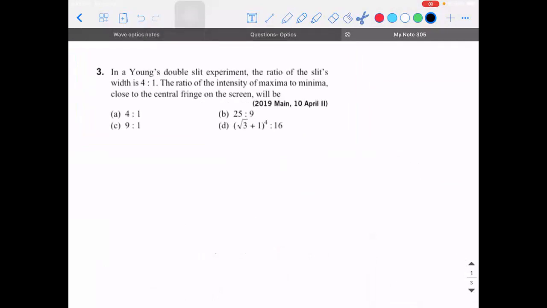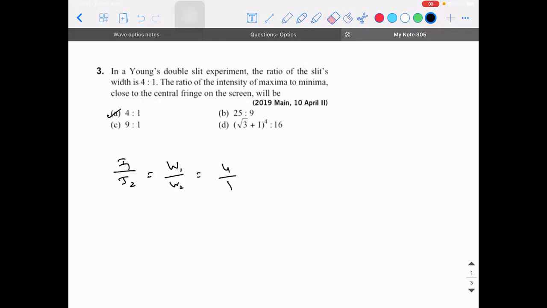In a Young's double slit experiment, the ratio of the slit widths is 4:1. The ratio of intensity of maxima to minima close to the central fringe of the screen will be? Use I1 by I2 is equal to W1 by W2. So W1 by W2 is given as 4:1. Then I1 by I2, the answer should have been 4:1, right? But then they're asking about the maxima to minima, right? So we have to calculate.